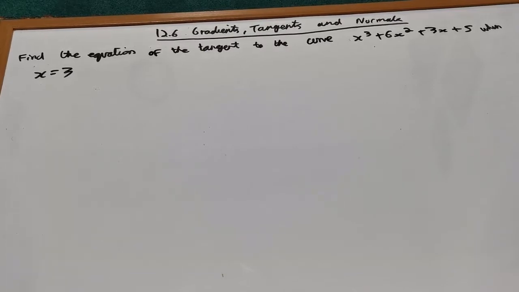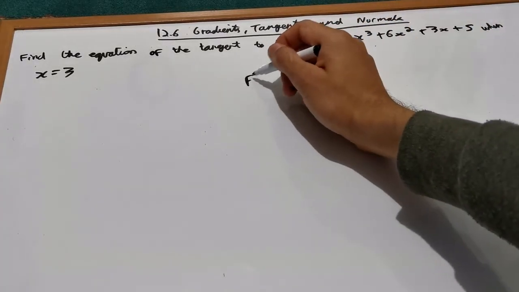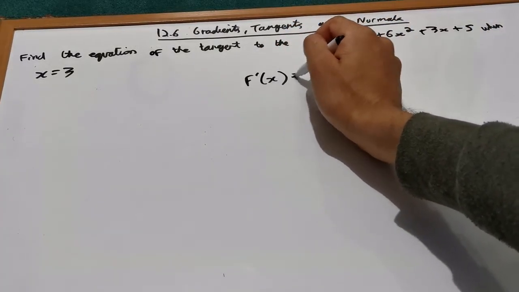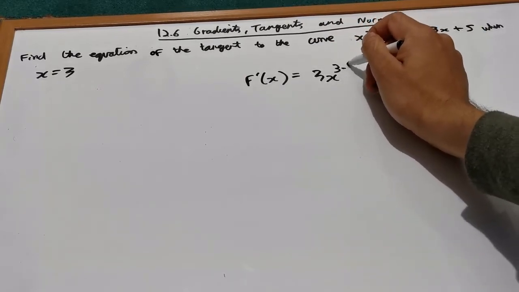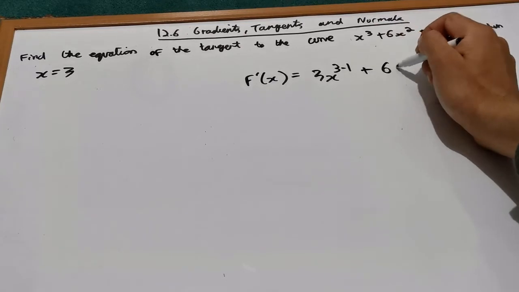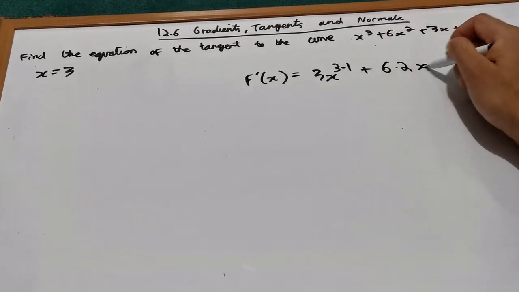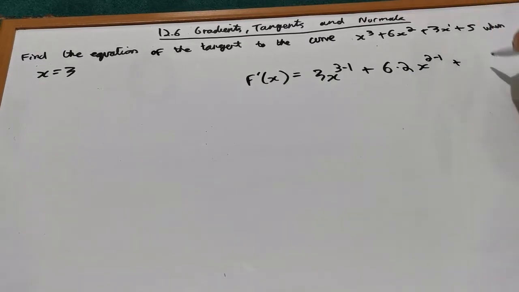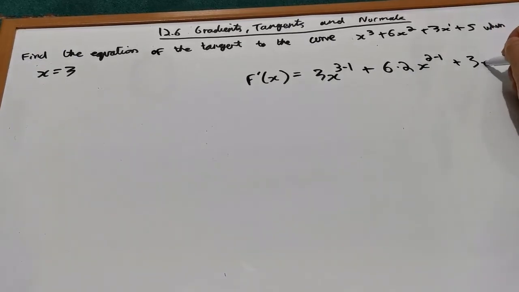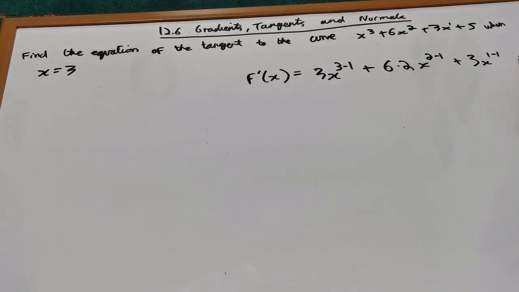So if you've watched my previous videos, you'll remember the power rule for differentiation, and essentially we're going to use the power rule to differentiate this equation here. So f prime of x is equal to 3x, because you bring the power down, to the power of 3 take away 1, add 6 times 2, because you bring the power down, x to the power of 2 take away 1, add, here the power is just 1, so it's just 3 times 1, which is 3, x to the power of 1 take away 1, and then the constant just becomes 0.